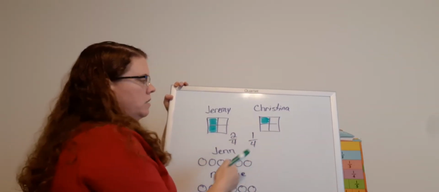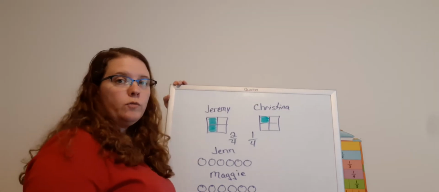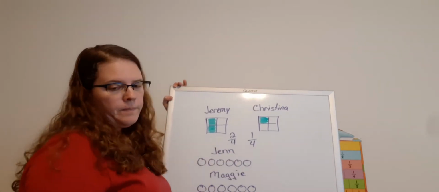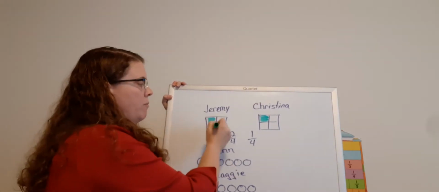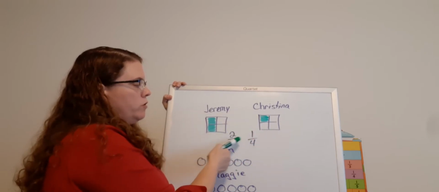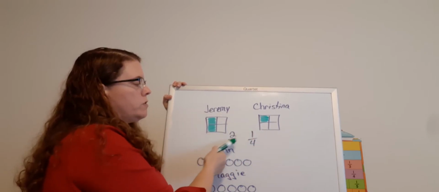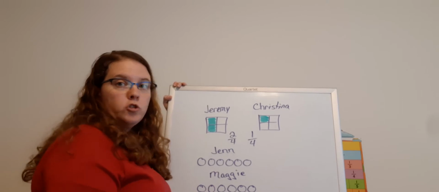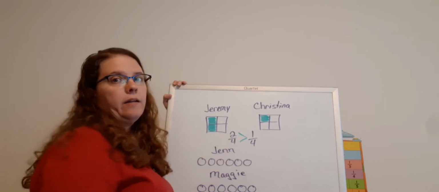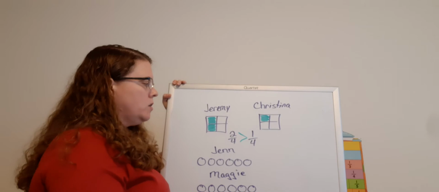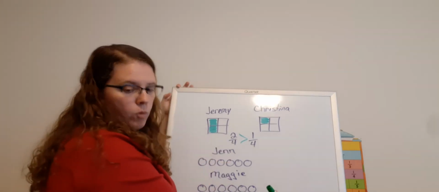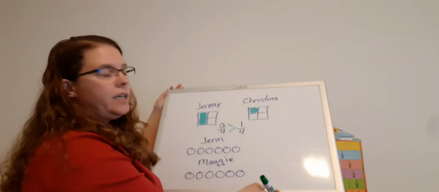Okay, so we can see that that's 1/4 and we can see that that's 2/4. So 2/4 and 1/4. Now we're going to compare. So look at how much is green. Is 2/4 greater than 1/4 or is 2/4 less than 1/4? 2/4 is greater than. So Jeremy has more of the green quilts.